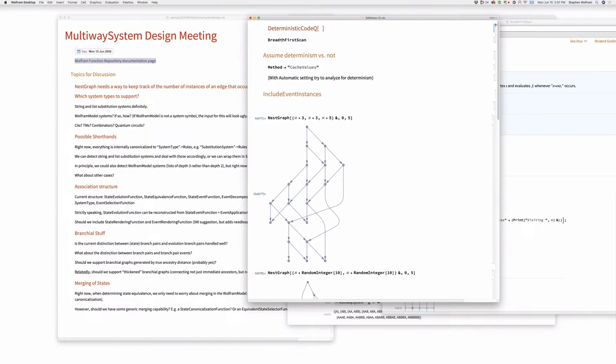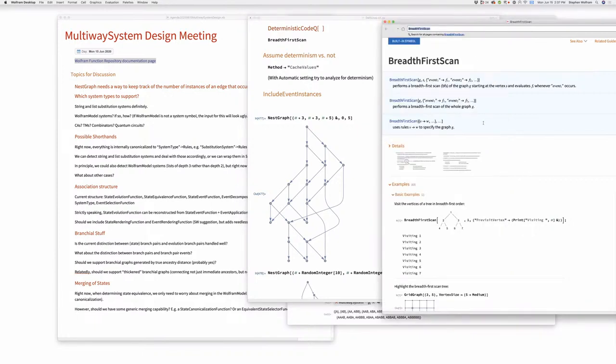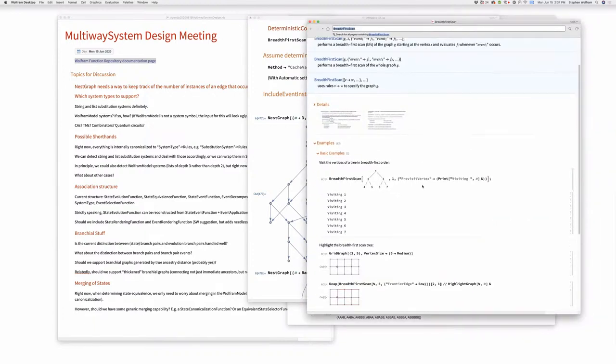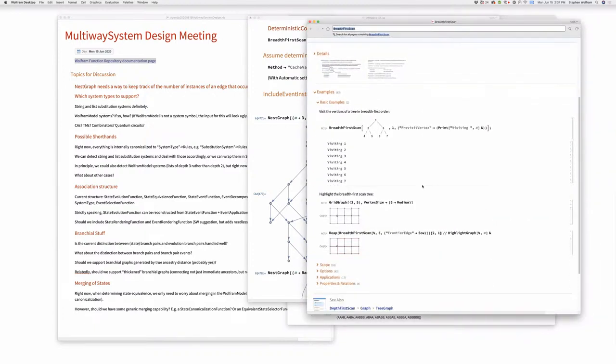Okay, let's talk about BreadthFirstScan just for a second. A function that I have essentially never used because I consider it basically unusable. Would Charles like to comment on this? I know you use it. I think it's pretty nice. I think it's pretty useful for optimization purposes.